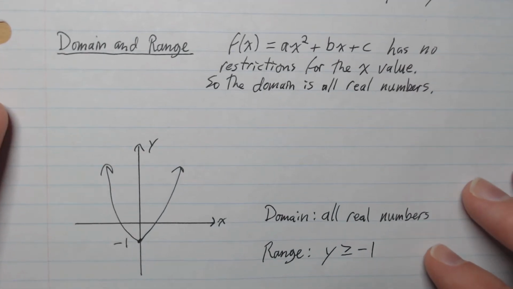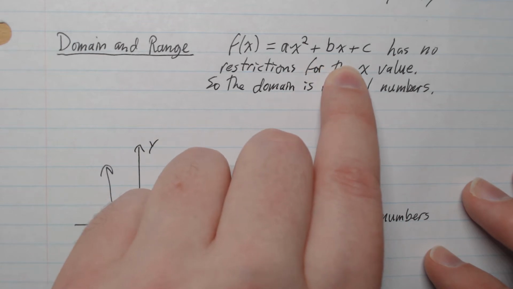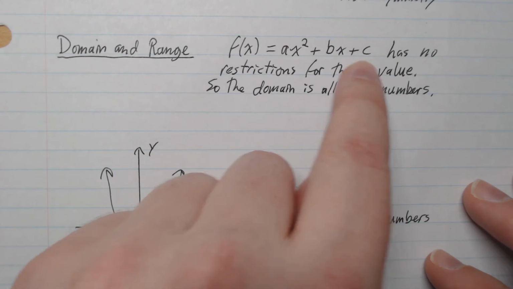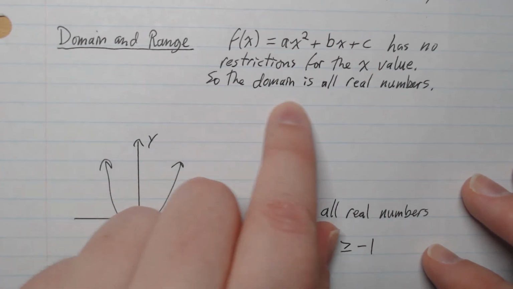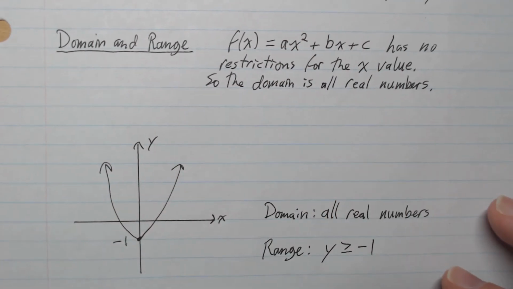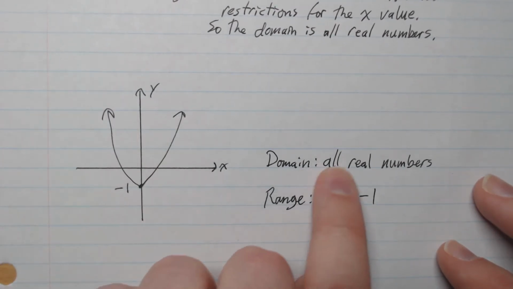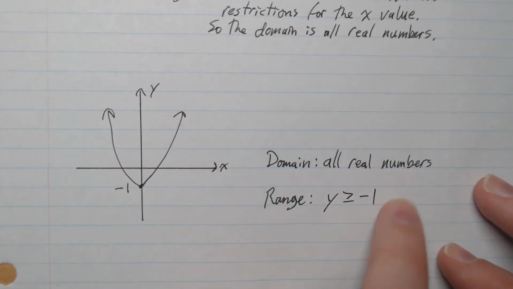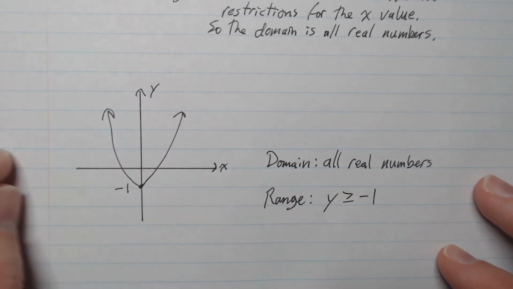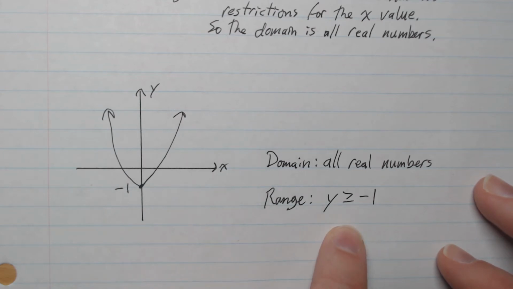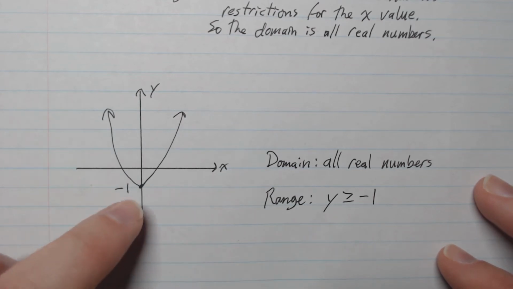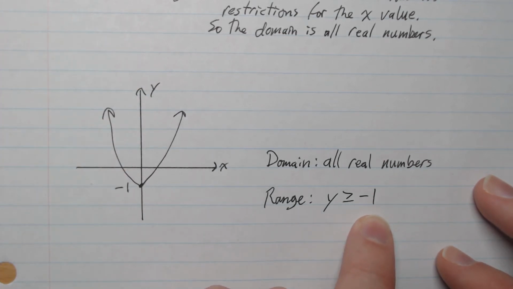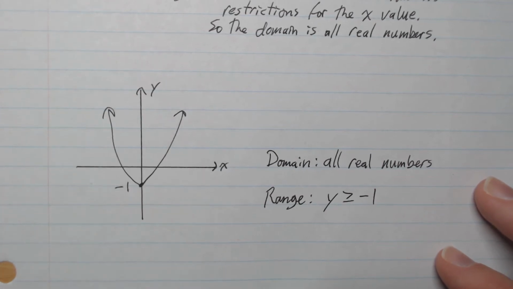Okay, domain and range. So f of x equals ax squared plus bx plus c has no restrictions for the x value. You can plug in any value you want and it does not create a problem. So the domain is all real numbers. So here we have a graph here. Domain is all real numbers, right? What are the values you can plug in? That's for domain. And it's anything. You can plug in any x value and there's no problem. Range is what are the y values that get hit, and so we see here that all of these y values get hit like that, and so y greater or equal to -1 is our range.